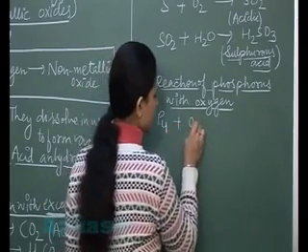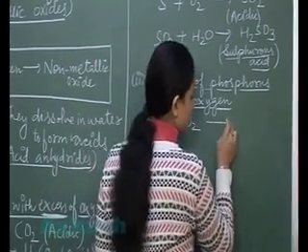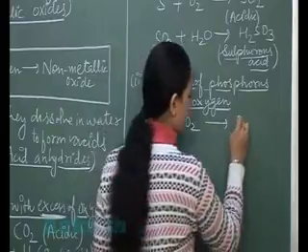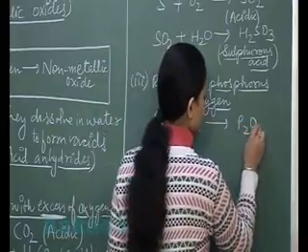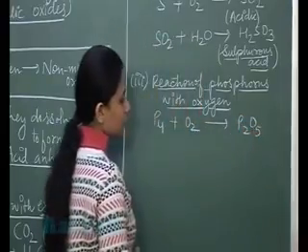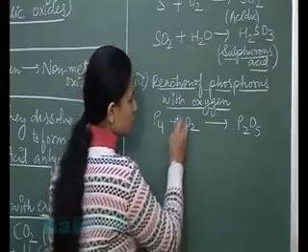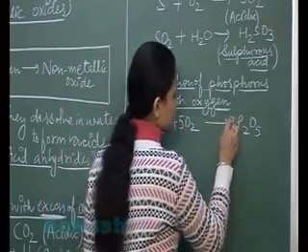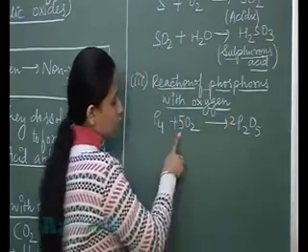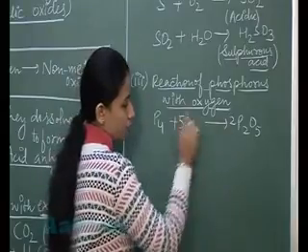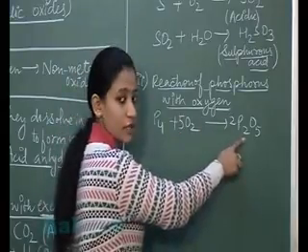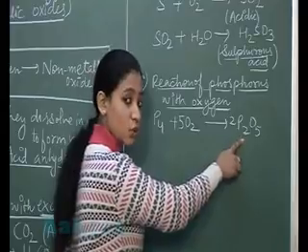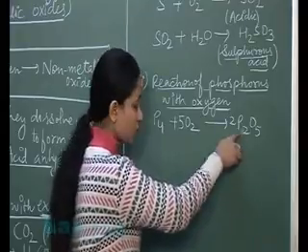When it reacts with oxygen, we get phosphorus pentaoxide with formula P2O5. Now students, when we try to balance this equation, we need to add certain coefficients which are 5 and 2. And what is the name of this oxide? It is phosphorus pentaoxide. It is also acidic in nature. How can we prove this?